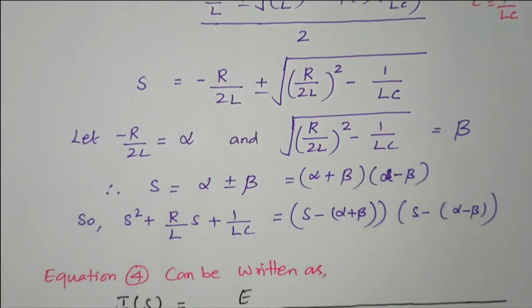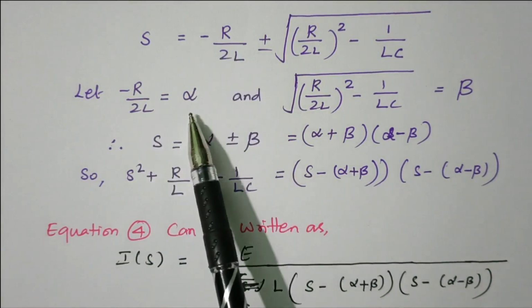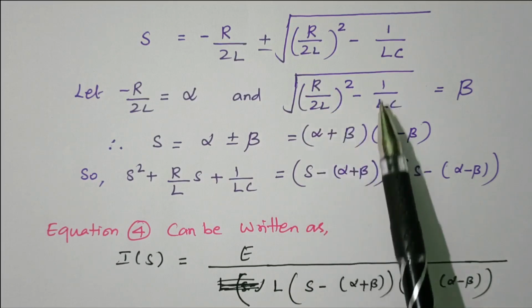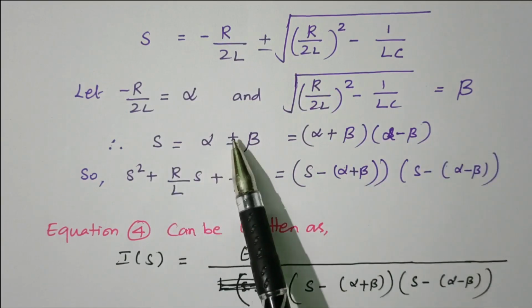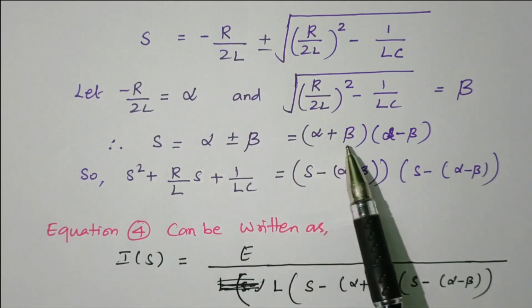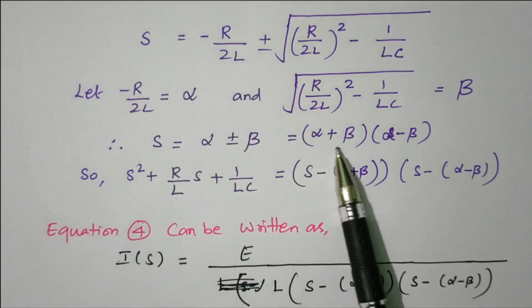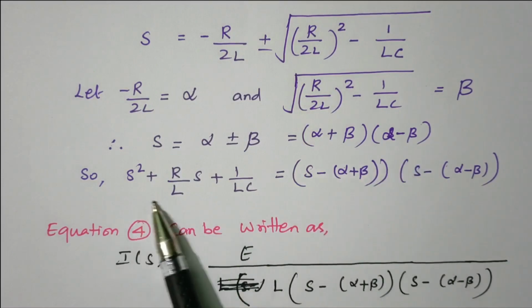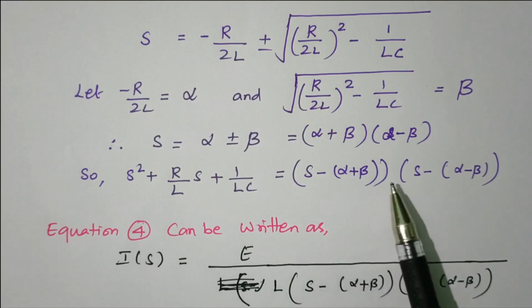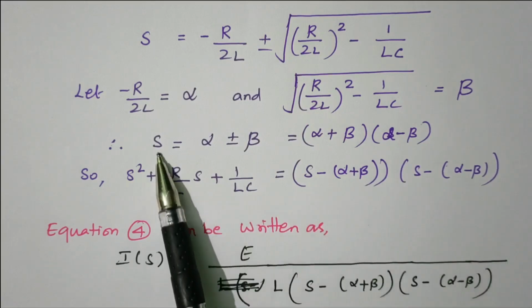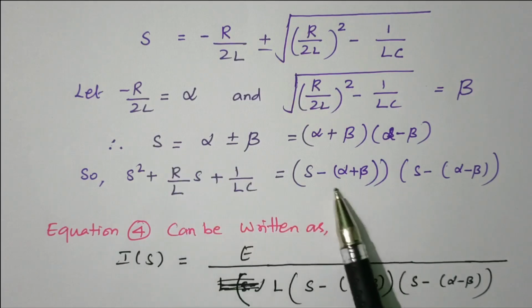Now we need to find the roots for this expression. So let us consider minus R by 2L equal to alpha, and the square root of (R by 2L) the whole squared minus 1 by LC is beta, right? We'll take alpha and beta so that we can write s equal to alpha plus or minus beta. So that is nothing but alpha plus beta and alpha minus beta. So this term, s squared plus R by L s plus 1 by LC, is nothing but s minus (alpha plus beta) into s minus (alpha minus beta), right? So s equals alpha plus beta, so we bring the term this side, meaning s minus (alpha plus beta). Similarly s minus (alpha minus beta).